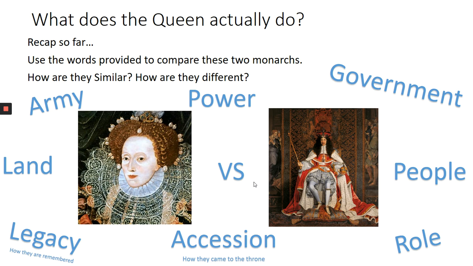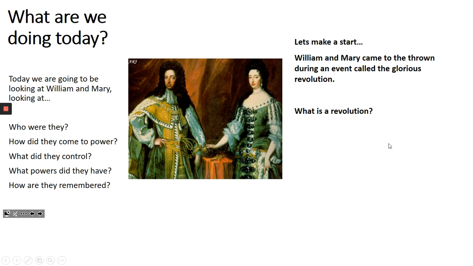Let's have a look at our new king and queen. So, today, who are we going to look at? We're going to look at a duo for the first time. We're going to look at a king and a queen who ruled together. So today we're going to be looking at William and Mary. We're going to be thinking about who they were, how they came to power, what they controlled, the power they had, and how they are remembered. So let's make a start.